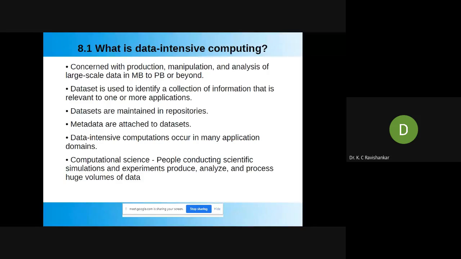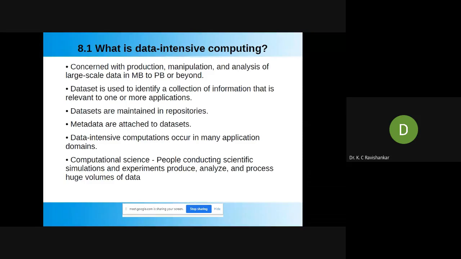To access the data, you need to have some information: how to access the data, how to access the data set, where the data set is available. So you will have some metadata for the data. Data for data is called metadata. Metadata will be available for all the data sets, and it will be used to access the data.